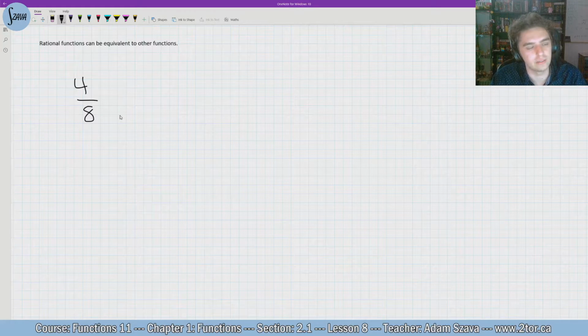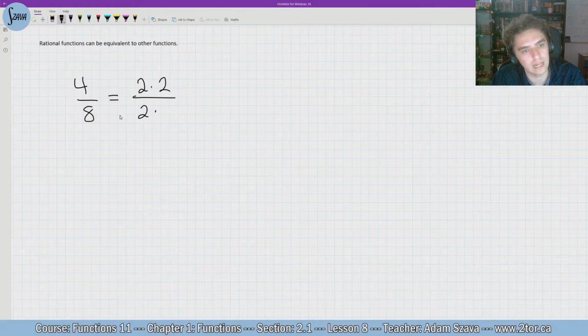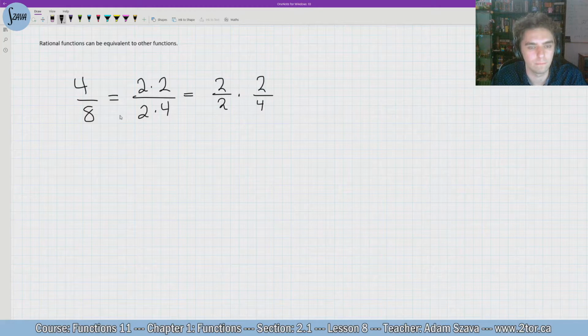common factor. So essentially what we do is we write 4 over 8 as 2 times 2 over 2 times 4. And we notice here that we're multiplying by 2 on the top and bottom. So I could write this as 2 over 2 times 2 over 4. And that's not what I meant to do.